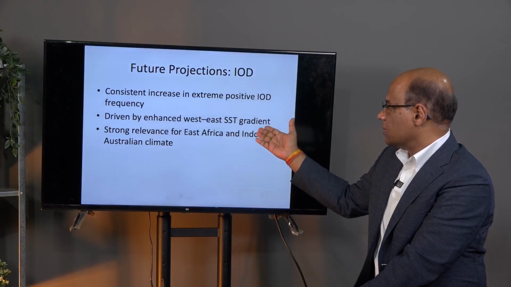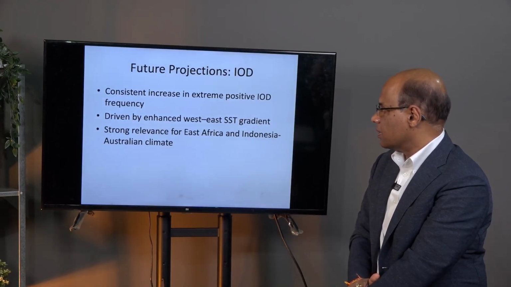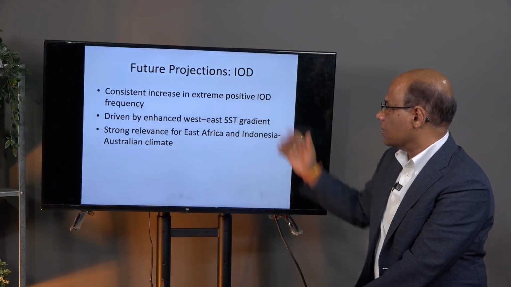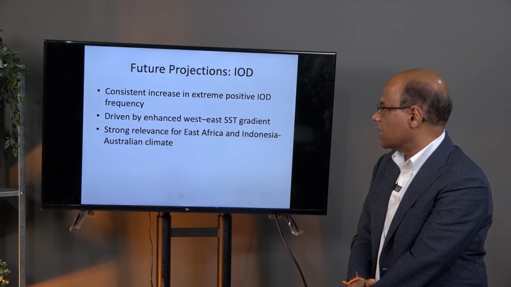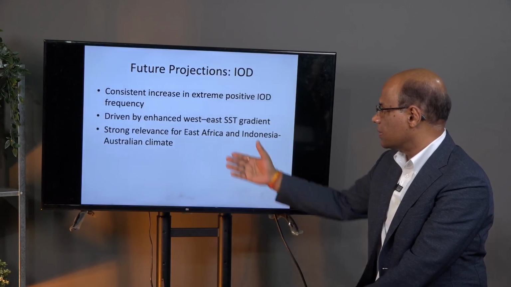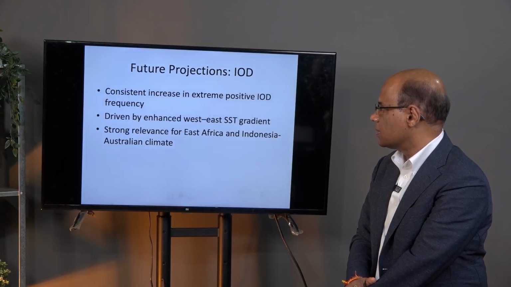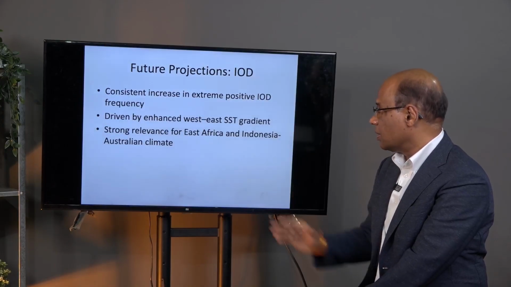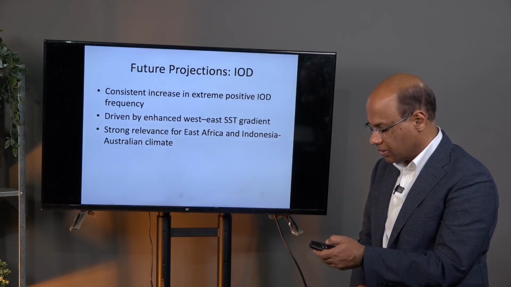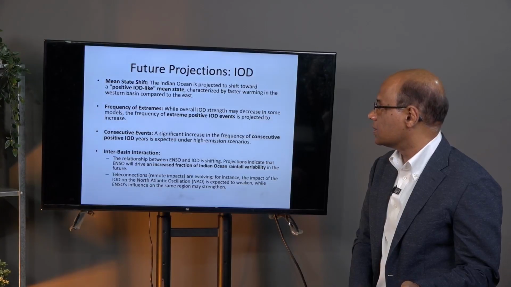This is because the SST gradient will help the winds, and strong winds will cause more upwelling on the eastern side and downwelling on the western side. So, East Africa will get flooded, while Indonesian and Australian regions will get drier. However, the upwelling will give a better ecosystem in the Java-Sumatra region.